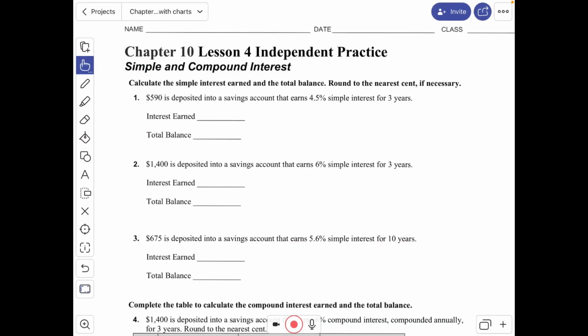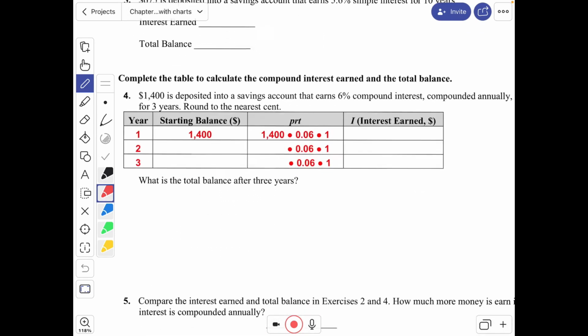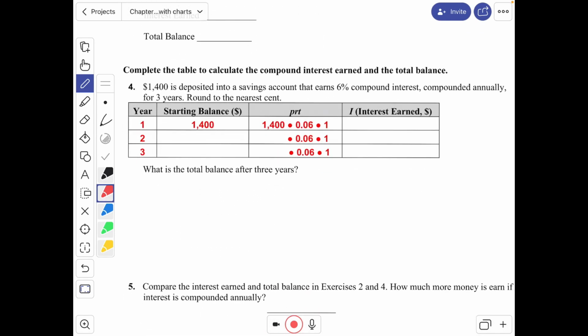Let's look at some of the examples you're going to be doing. You're going to be finding the interest earned on an amount and then the total balance. So 2 different answers for each example. And then that's simple interest. You'll also be asked to find compound interest.